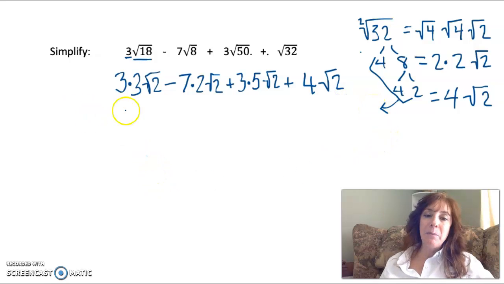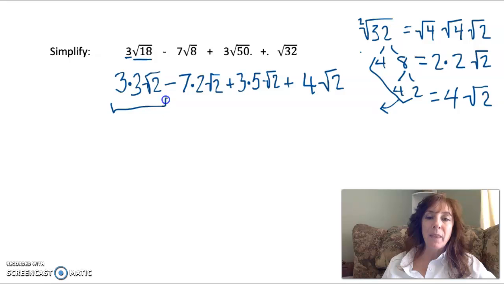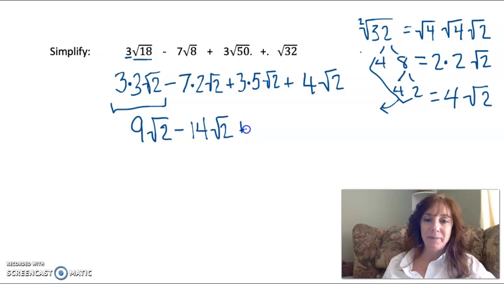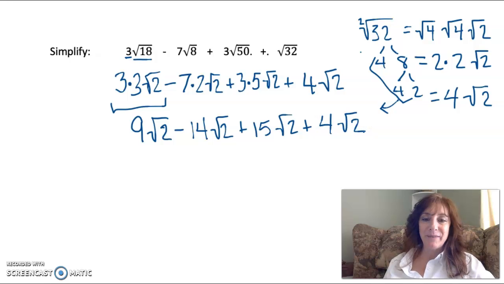All right, so I simplified each radical. Now I need to simplify my terms. This first term, 3 times 3 times square root of 2, I can write that as 9 square root of 2. The second term, 7 times 2 times square root of 2, 7 times 2 is 14 square root of 2. 3 times 5, 15 square root of 2. And my last one is just 4 square root of 2.